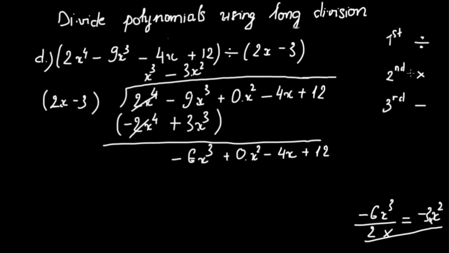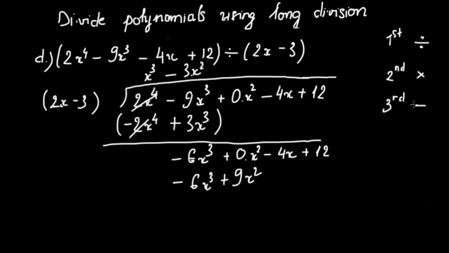Next, you follow the second step. You multiply minus 3x squared back to here. Minus 3x squared, you multiply 2x, you got minus 6x to the 3rd. Minus 3x squared, multiply minus 3, you got positive 9x squared.